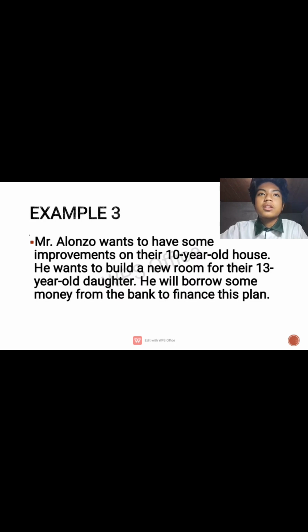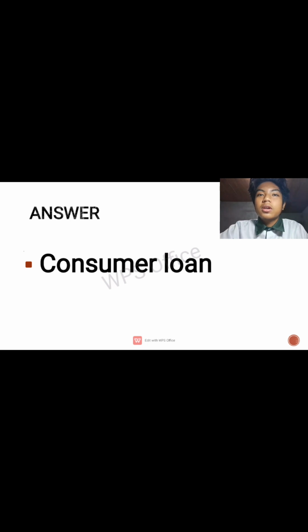Example number 3. Mr. Alonzo wants to have some improvements on their 10-year-old house. He wants to build a new room for their 13-year-old daughter. He will borrow some money from the bank to finance this plan. The answer is consumer loan. He borrowed money to build a new room in their house because the purpose is to improve their home for family use, so it is a consumer loan.